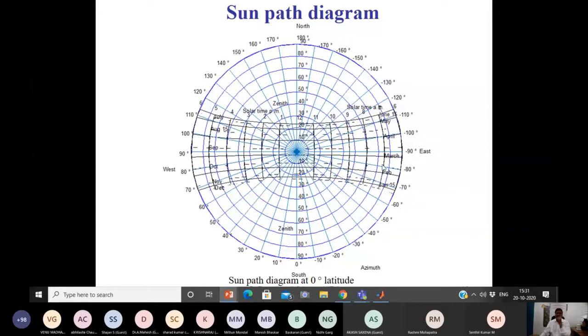How is time shown here? The time is shown from the morning to evening. You can see the lines here, and the dates are also shown here. For each month, one day has been selected, January to December. And time is shown here as 6, 7, 8, 9 up to 12.